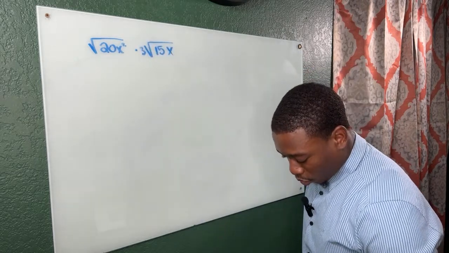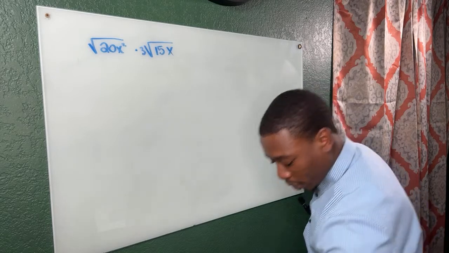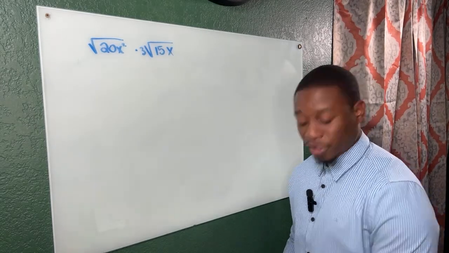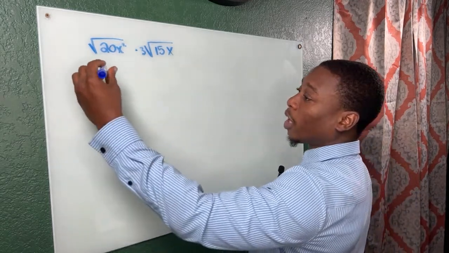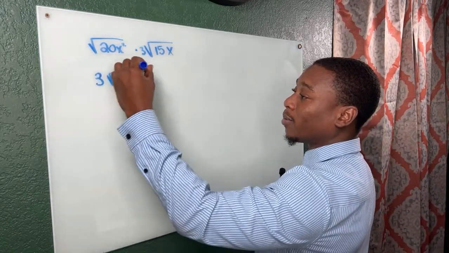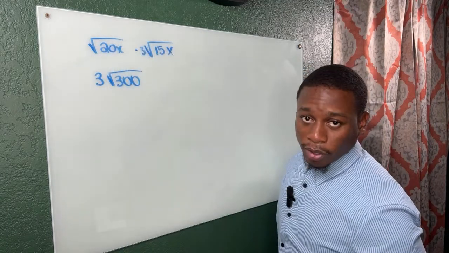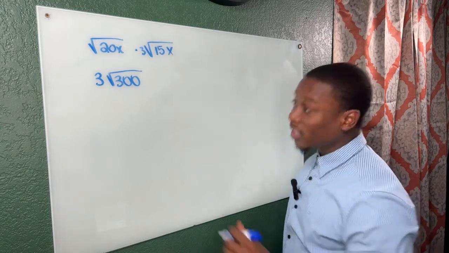Okay, so this one's going to be a little bit different. And just to make sure, let's multiply 20 times 15. That is 300. So once we multiply, we're going to have 3 times radical 300. This is supposed to be x, guys. I'm sorry, I made a typo. Yeah, that's supposed to be x.